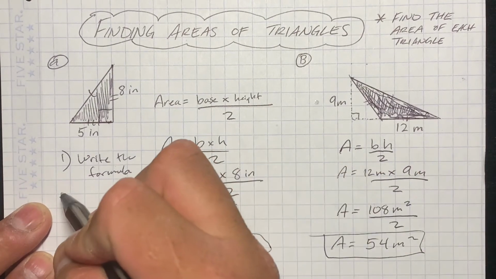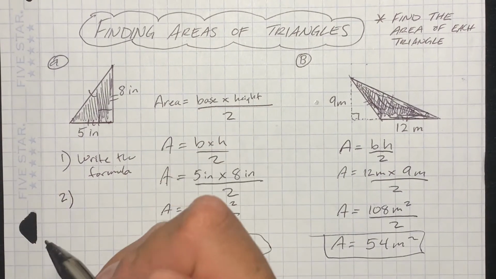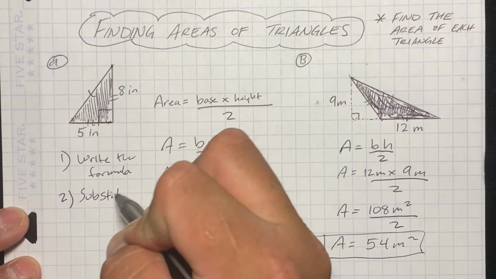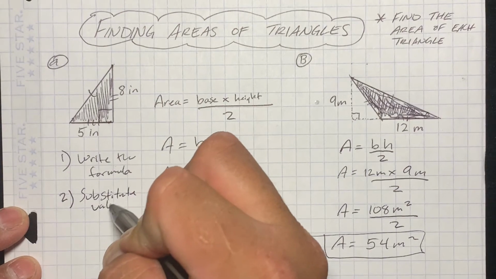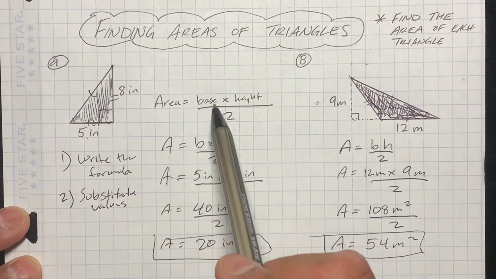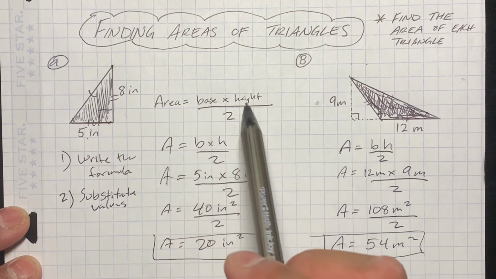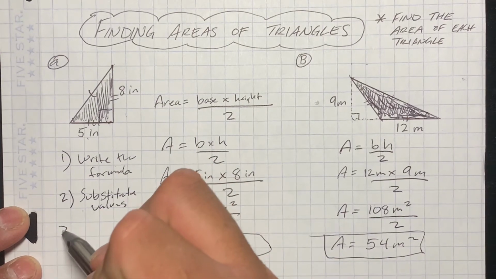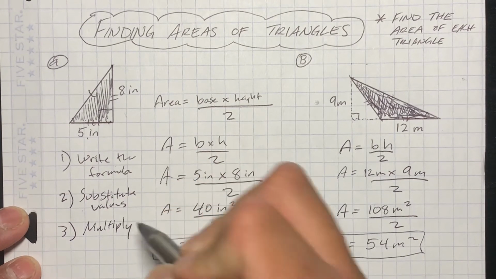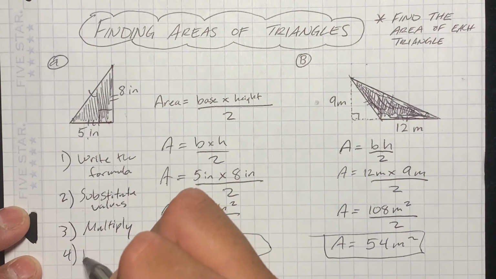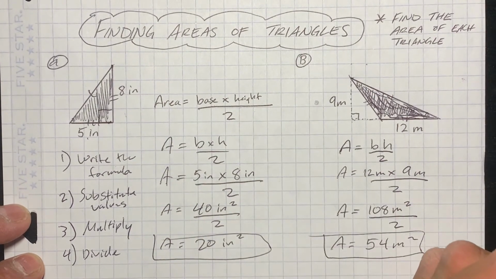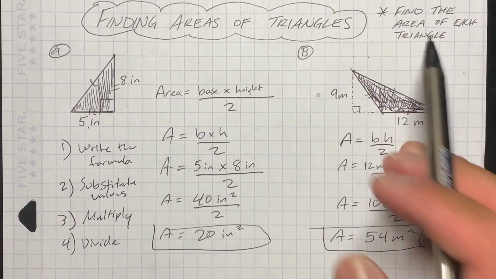Then the second thing that you do is substitute values for the variables. So substitute 5 inches for the base, substitute 8 inches for the height. The third thing you do is multiply. And then of course the last thing you do is divide. The reason why we divide is because you're dividing by 2. All right, there's your steps, guys.